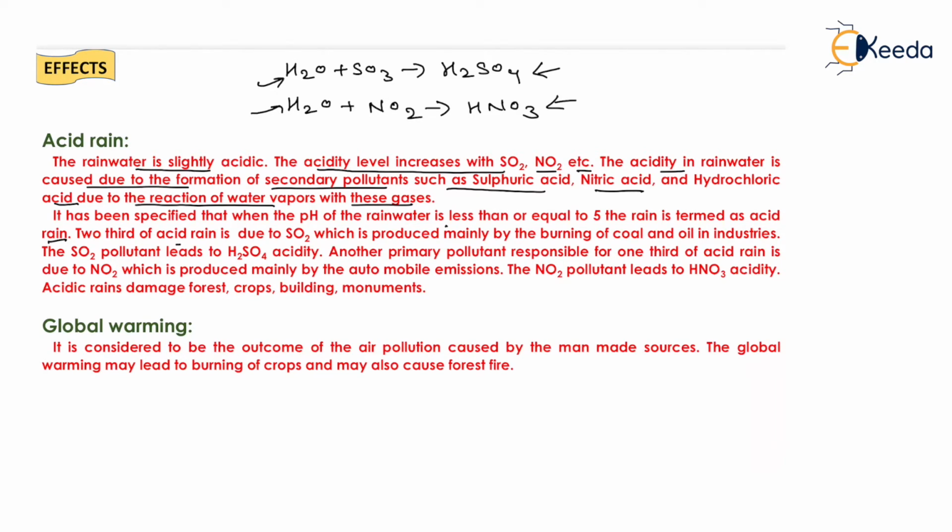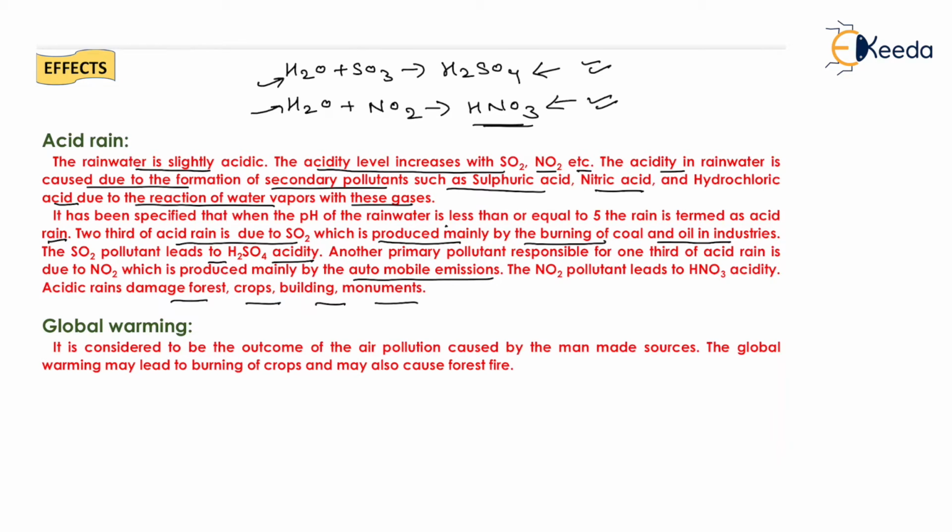Now, two-thirds of acid rain is due to SO2, which is produced mainly by the burning of coal and oil in the industries. The SO2 pollutant leads to the formation of H2SO4 acidity, as we had seen here. Another primary pollutant responsible for one-third of acid rain is NO2, which is produced mainly by automobile emissions. We had seen the reaction here. The NO2 pollutant leads to the HNO3 acidity, which will be created here.